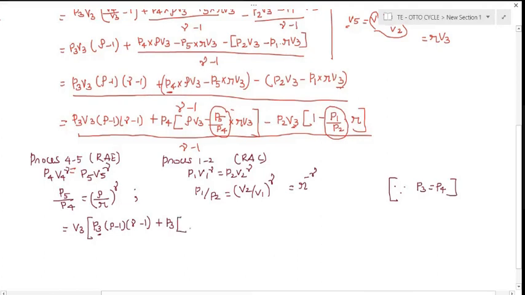Okay. So P3 into rho, taking V3 commonly outside. So rho minus, instead of P5 by P4, I can substitute rho by R power gamma into R. V3 also taken common there. Minus P2 V3 taken common: 1 minus, instead of P1 by P2, R power minus gamma into R, whole divided by gamma minus 1.